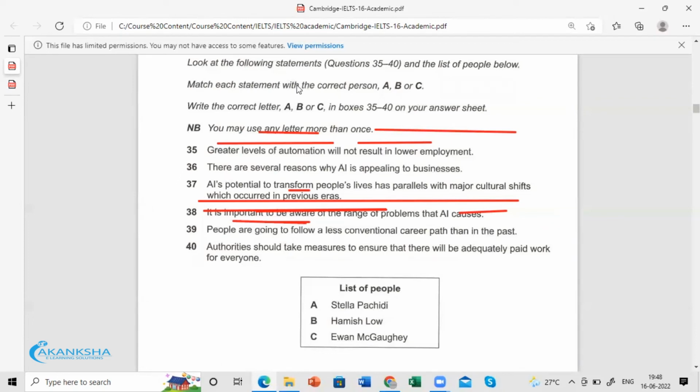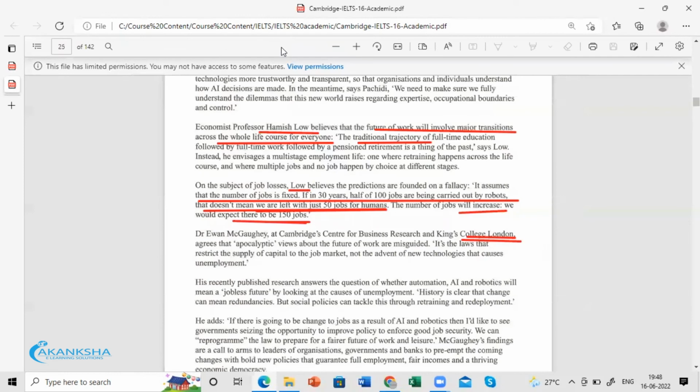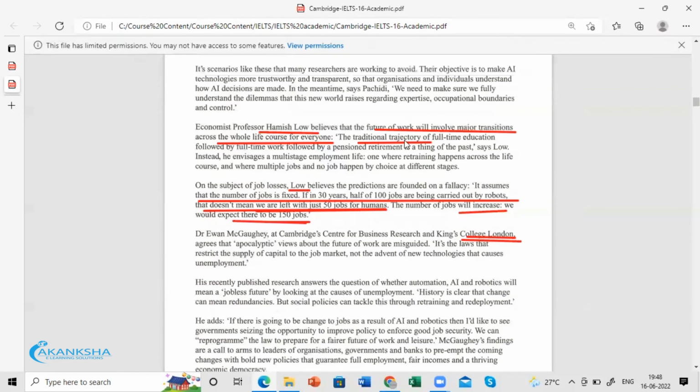And you need to see, he talked about something past here. We'll have to observe the past. People are going to follow a less conventional career path than in the past. It means he would say that the traditional trajectory of full-time education followed by full-time work, followed by pension retirement, is a thing of the past. People are not going to follow that. It's going to change.